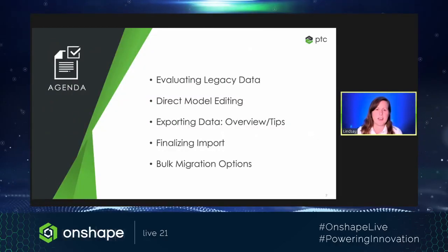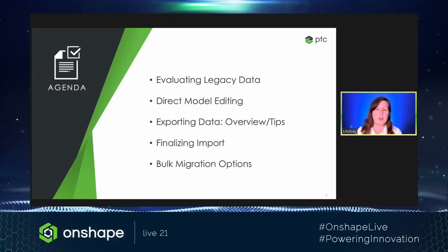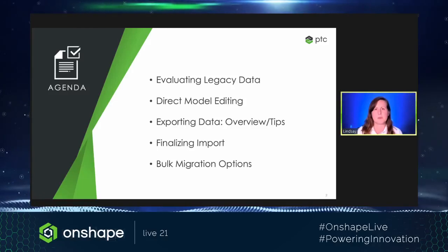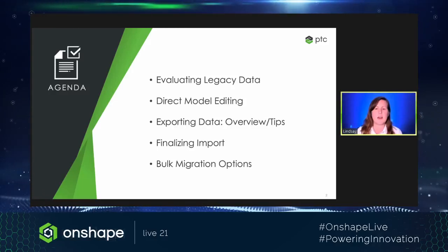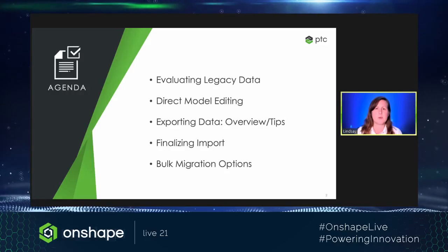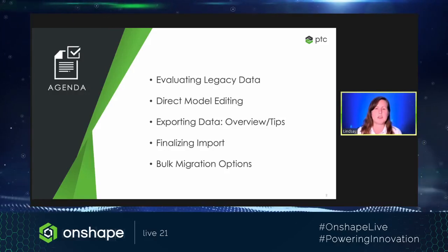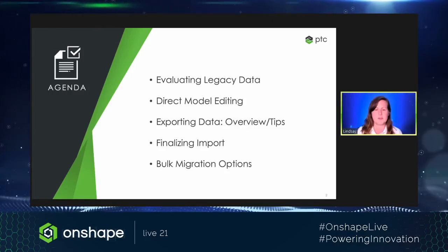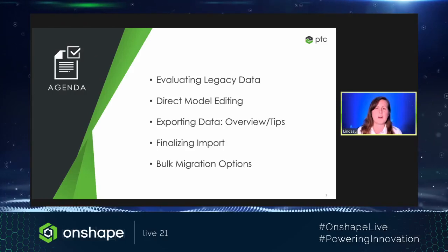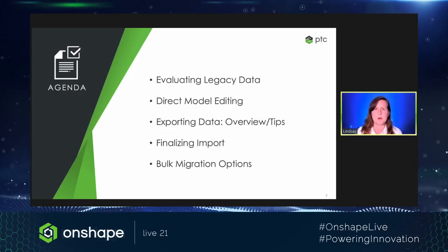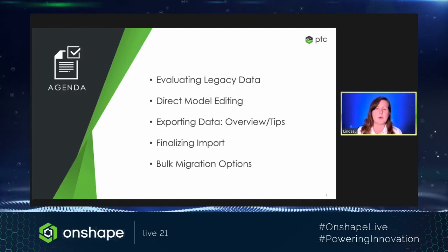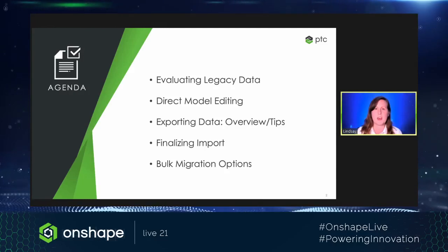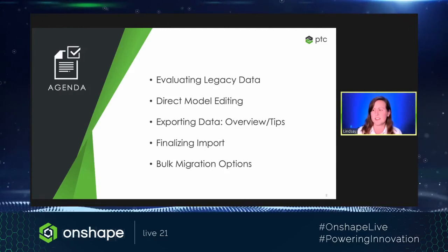The agenda today is first, we're going to talk about your legacy data and what can come in to Onshape. And then as a part of that, we're going to talk about direct model editing. Because your parts and assemblies will not have feature lists, you need to use direct model editing for the adjustments that you need to make to models for the future. And then after that, we're going to talk about the actual process of exporting out of SOLIDWORKS and importing into Onshape. And finally, we're going to talk about a bulk migration option that we have in the App Store. So let's get started.